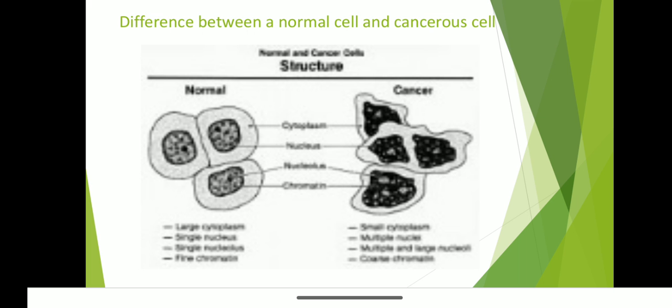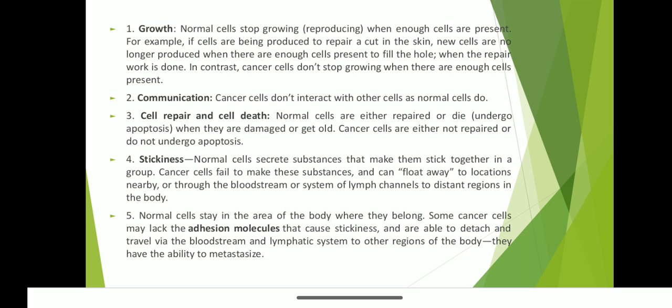The reason for the darkness is that the nucleus of cancer cells contains excess DNA. Cancer cells often have an abnormal number of chromosomes that are arranged in a disorganized fashion. Based on some characteristics, we can differentiate the normal cell and cancer cells. The first point is growth. Normal cells stop growing when enough cells are present.